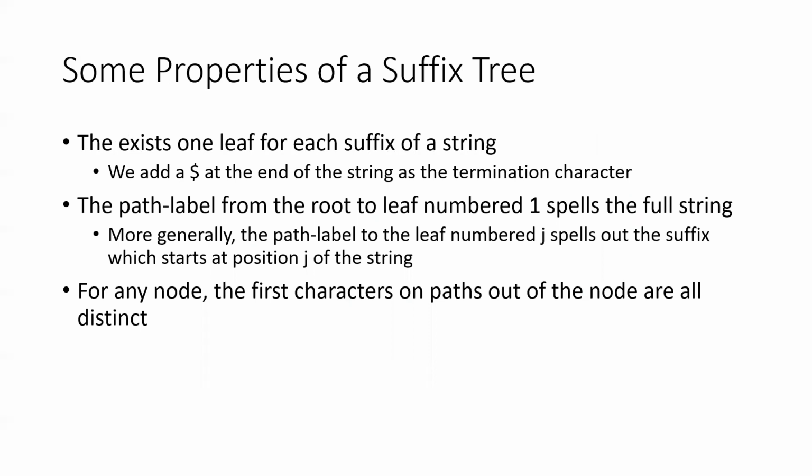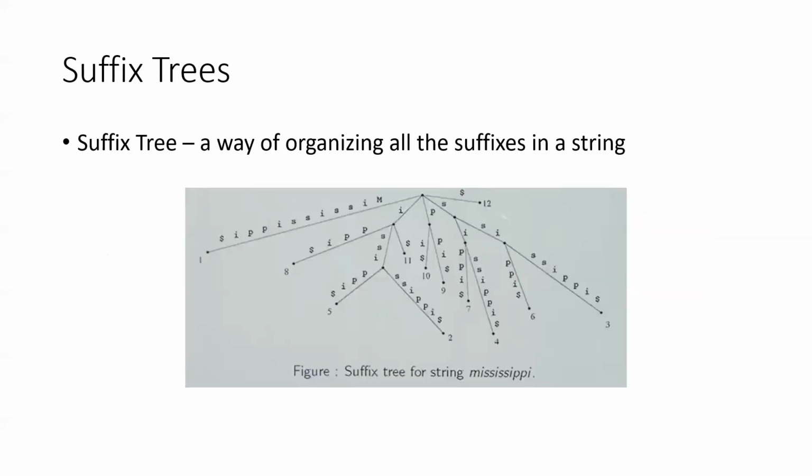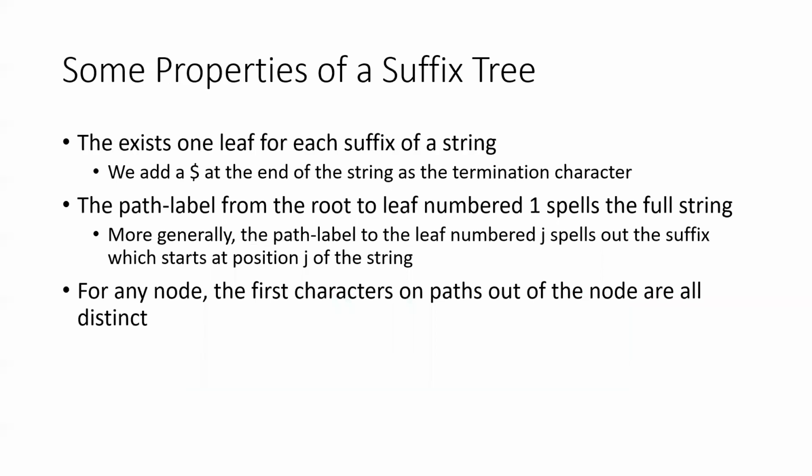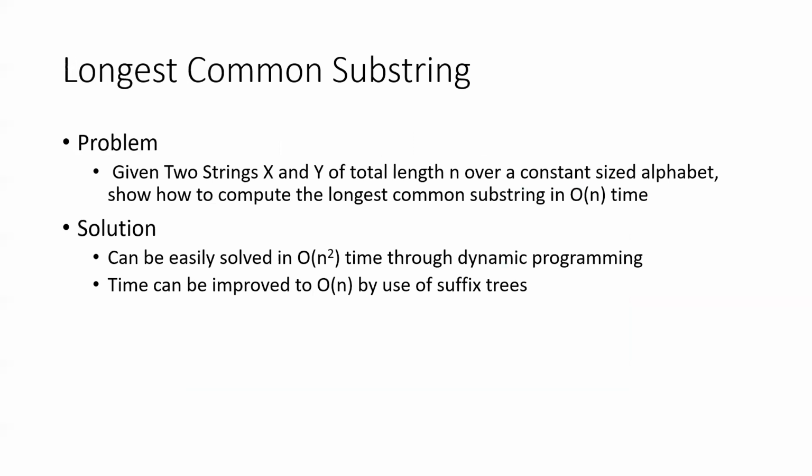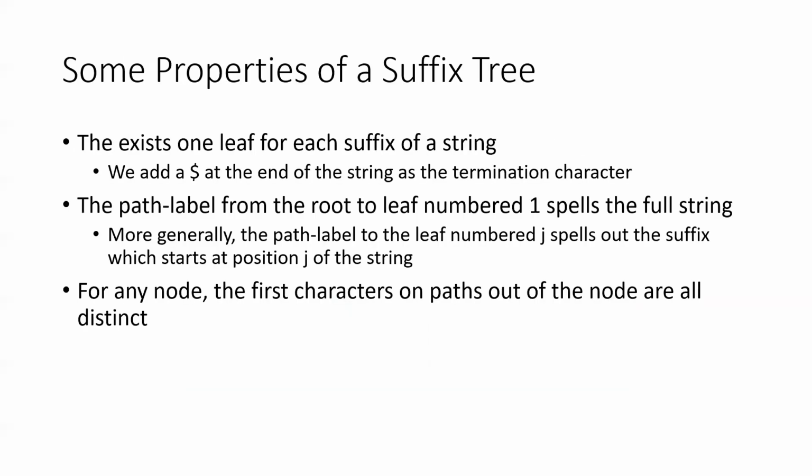This dollar sign that you see within the suffix tree is nothing more than a termination character. That basically is just saying, hey, this string is over. That's all there is to it. The path label from the root to leaf number one is the full string. That means we're starting the suffix at the first position of the string, and the suffix starting at the first position of the string is literally the whole string. And so that is what that is saying.